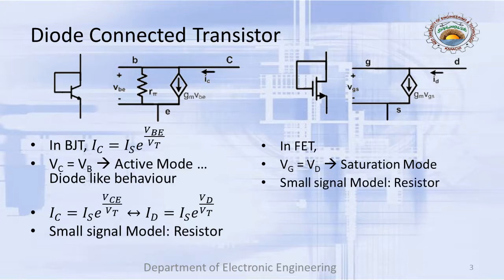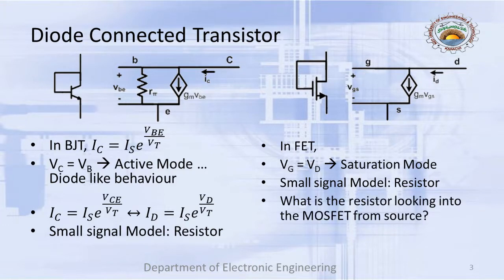Also, if you talk about the small signal resistance model, likewise, between the source and the drain, the transistor would appear as a resistor. Can you guess what would be the resistance between the drain and the source? I've already explained an analogy with the BJT world. So what is the resistance looking into the MOSFET from the source? Any idea? Yes, it's going to be 1 over gm. This is going to be the resistance here. So that is about the diode connected transistor.